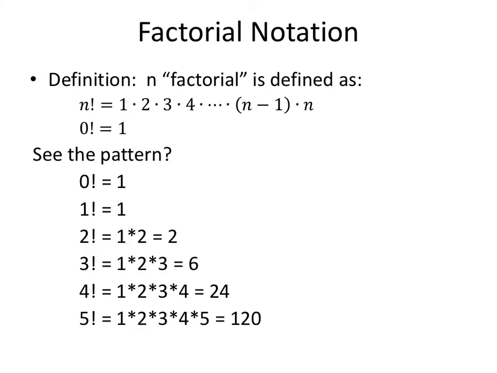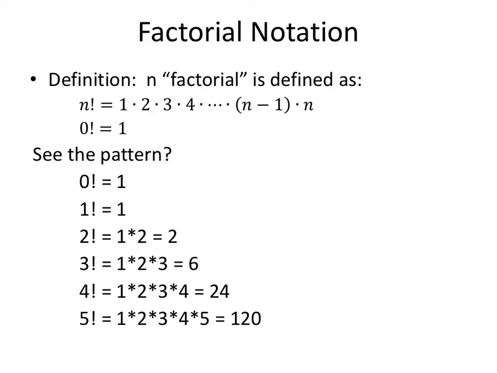Now let's talk about factorial notation. Factorial notation is a special function, and we define a factorial as a set of integers that starts at 1, and we multiply all the numbers from 1 up until we get to this nth number, right? And we multiply all those numbers together. So the pattern is, say we've got 2 factorial, that would be 1 times 2. 3 factorial is 1 times 2 times 3. 4 factorial is 1 times 2 times 3 times 4, and so on and so forth, right?